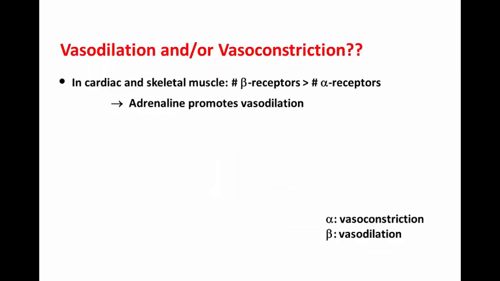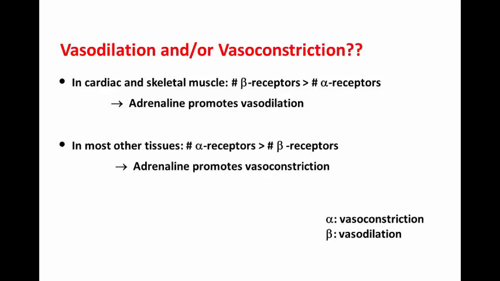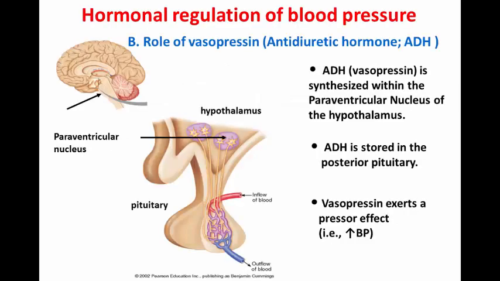In the arterioles of the cardiac and skeletal muscles, there are more beta-2 receptors than alpha-1 receptors in the smooth muscle cells of the arterioles. Hence, adrenaline would promote vasodilatation. On the other hand, in the arterioles of most other tissues, the smooth muscles have more alpha-1 receptors than beta-2 receptors, and accordingly, adrenaline would promote vasoconstriction.